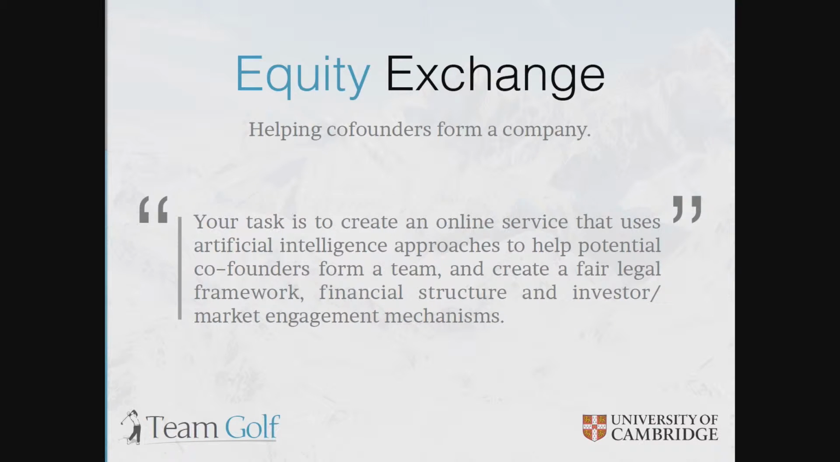Now, the aim of the Equity Exchange is to allow startup founders to come together, let's say over Skype, and talk to each other, trying to decide how much equity, how much salary, how much pay, and when they want these pay packets, for example. And if you have a team of greater than two, it's extremely difficult to keep track and ensure that all of these people are happy and consistent with what they think they're getting.